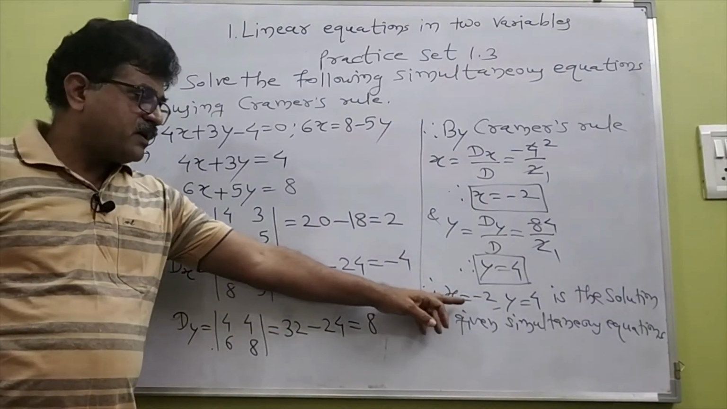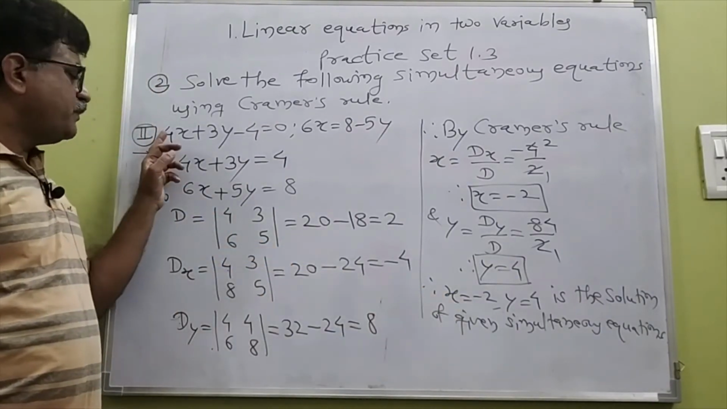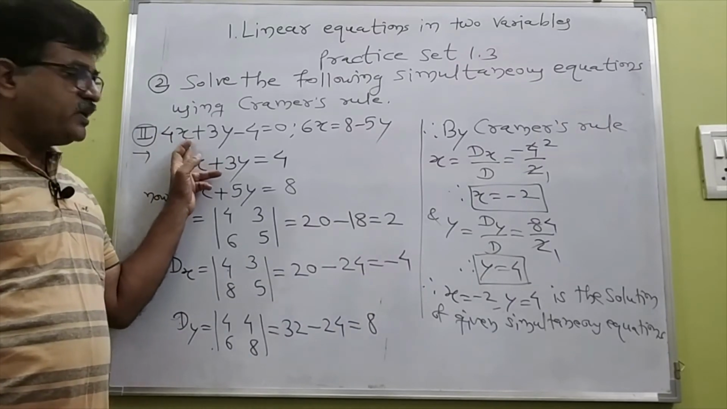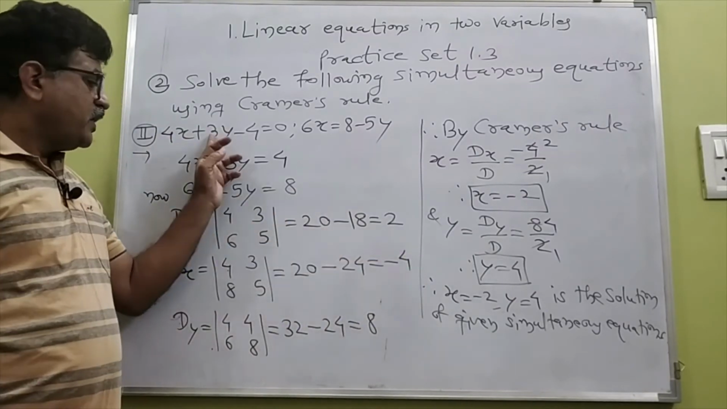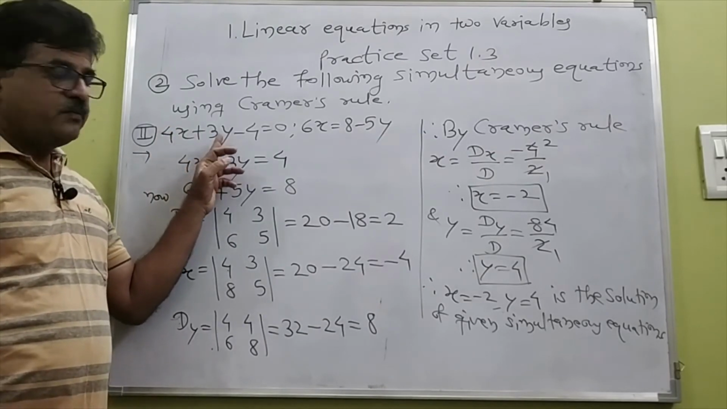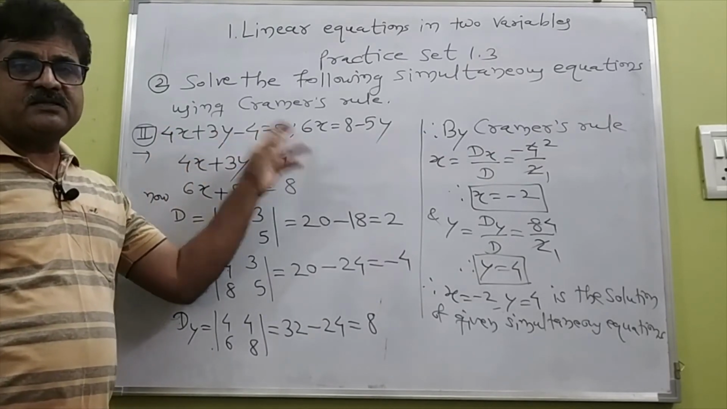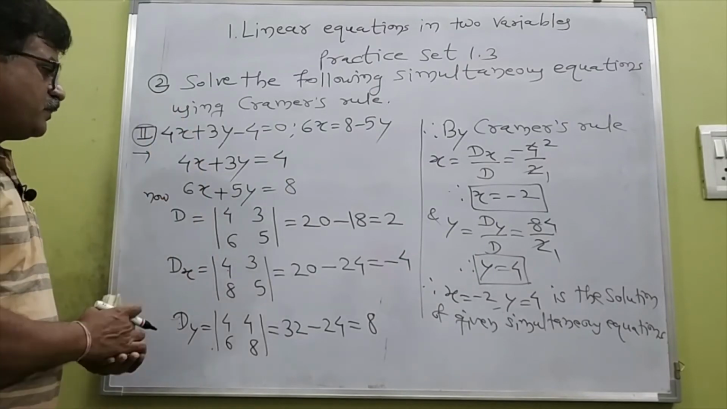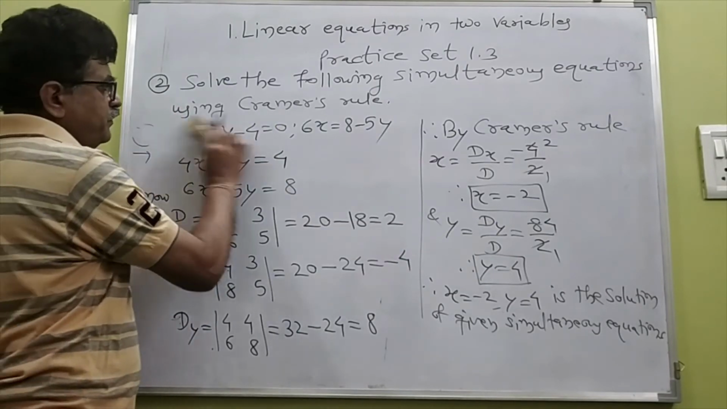बरोबर आहे का आन्सर पहा. x ची व्हॅल्यू -2 ठेवली. 4 into -2 is -8. 3 into 4 is 12. -8 plus 12, that is plus 4, minus 4 get cancelled, that is 0. Therefore our answer is correct.